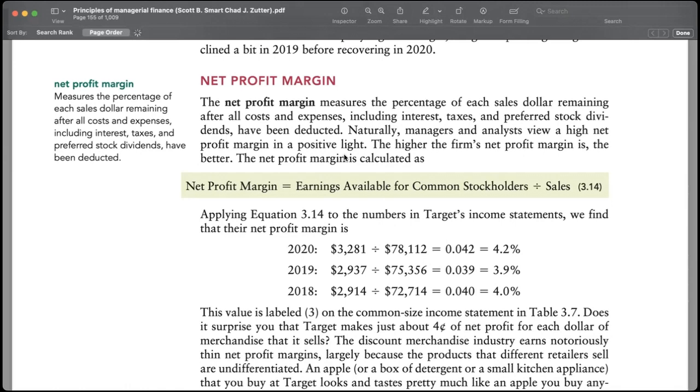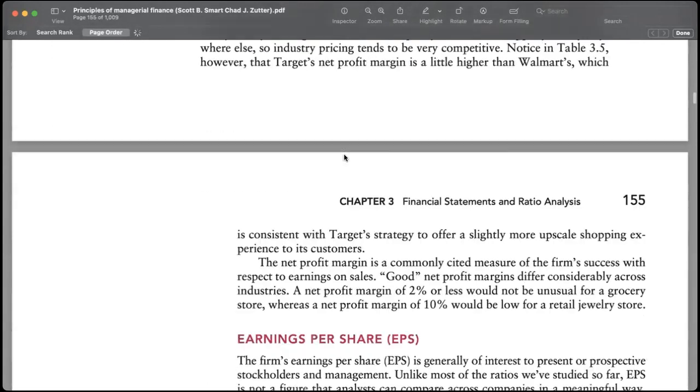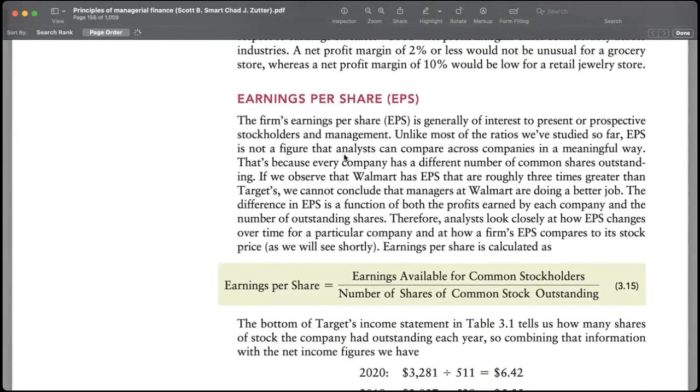So what do you think? Is a higher net profit margin better, or a lower net profit margin? Higher net profit margin is better. Okay. Now earnings per share. This is a little bit different. So again, earnings per share is equal to net income or earnings available for common shareholders. If you don't have preferred stock, then it's the same thing. So this is the total earnings available for common shareholders divided by the number of common stock.